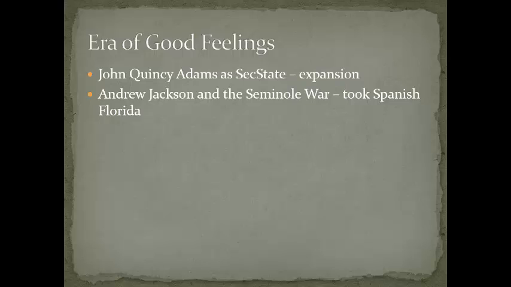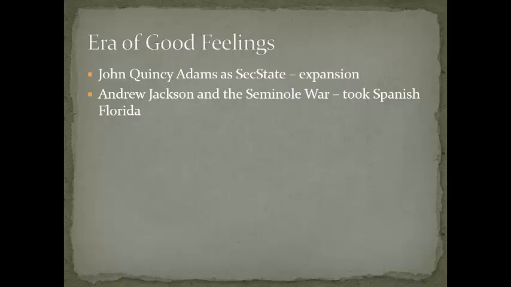Now, under James Monroe, his Secretary of State, and remember, the position of Secretary of State is the traditional stepping stone to the presidency, is going to be John Quincy Adams, who is the son of former President John Adams. And he is very interested in American expansion. Specifically, he wants to expand westward. And his first target is going to be Florida.